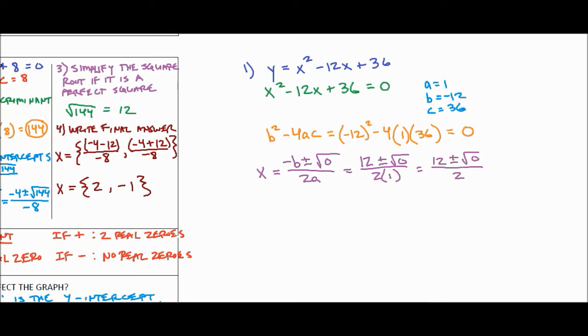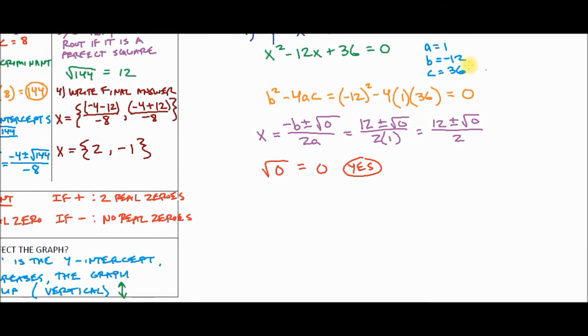The next step I talk about in the flipbook is to go ahead and see if you can simplify the square root. So let's take a look. The square root of 0, we know if you put that in your calculator, you're going to get 0. So I'm going to write the word yes. This can be simplified. So that means when we write our final answer, we can just simplify the square root of 0 to be 0. So our last step is our x values then are going to be equal to two values. In this case, it's going to be 12 plus 0 over 2, or 12 minus 0 over 2.